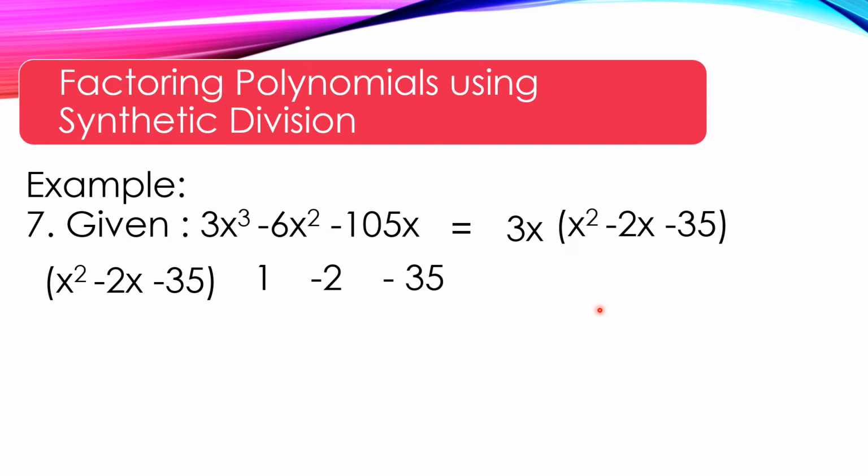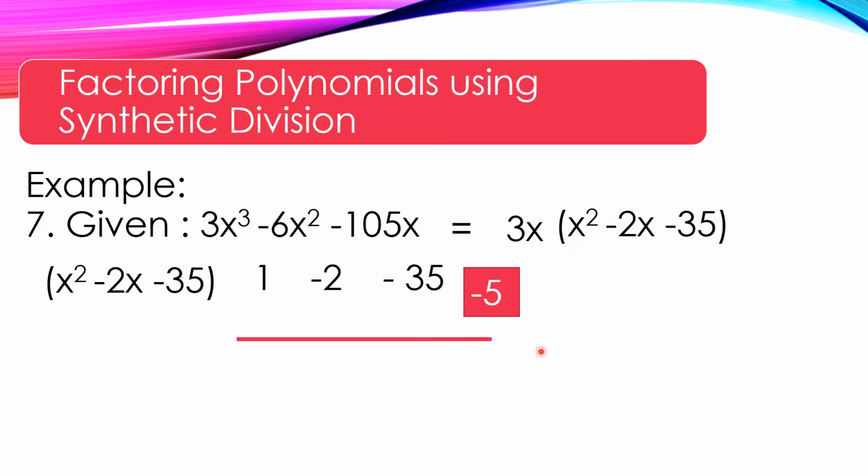Then, using synthetic division, just simply copy the coefficients 1, negative 2, and negative 35. And then you're going to try a multiplier from the last term, or from 35. The numbers that are divisible by 35 are 1, 5, 7, and 35. Now, let us take negative 5. Let us consider negative 5.